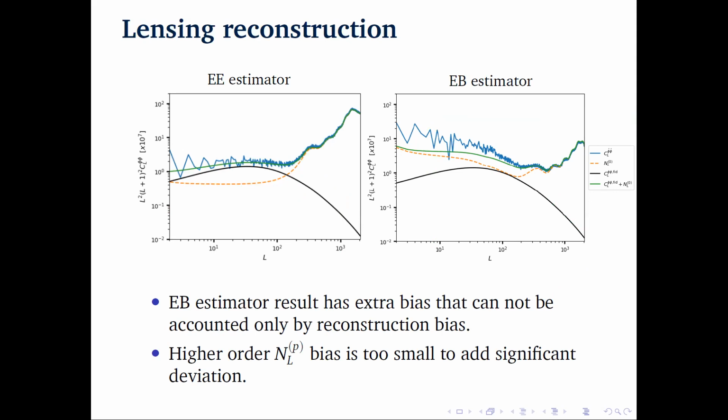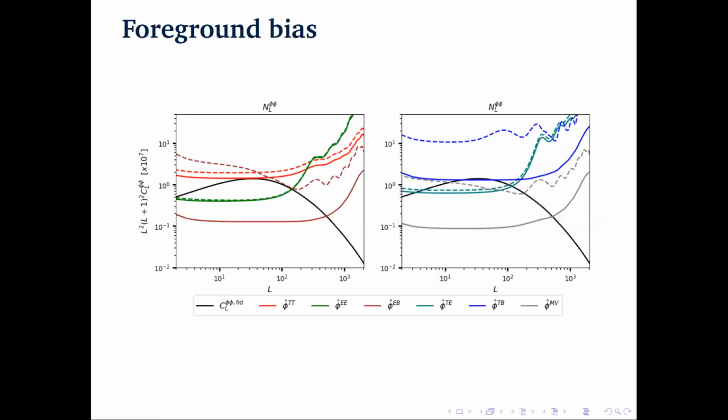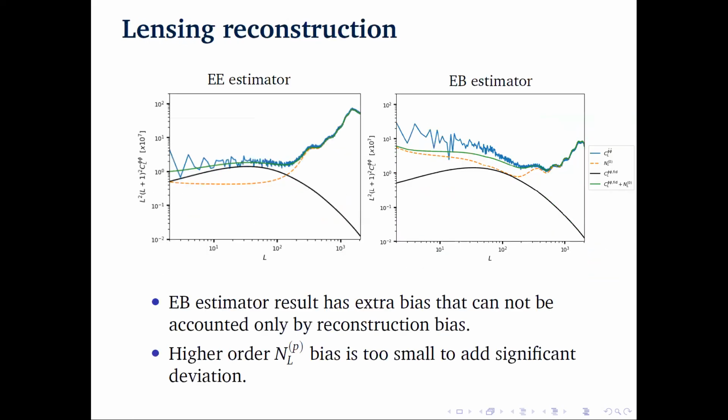Okay, so here is the reconstructed lensing power spectra from our simulated maps, and these results are with foregrounds, for the EE estimator. In the reconstruction noise panel, we saw that for the EE estimator the reconstruction noise doesn't change much. That's why the reconstructed lensing power spectra actually agrees with the theoretical expectation of the sum of the actual lensing power spectra and the noise, right?